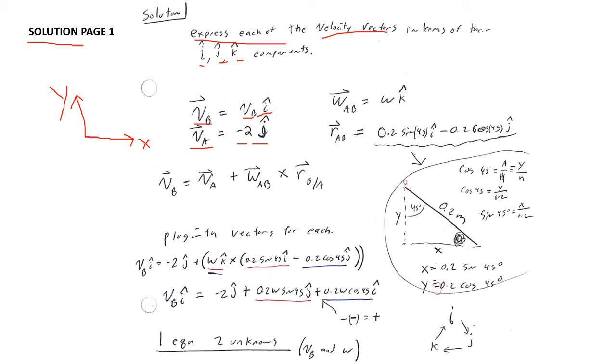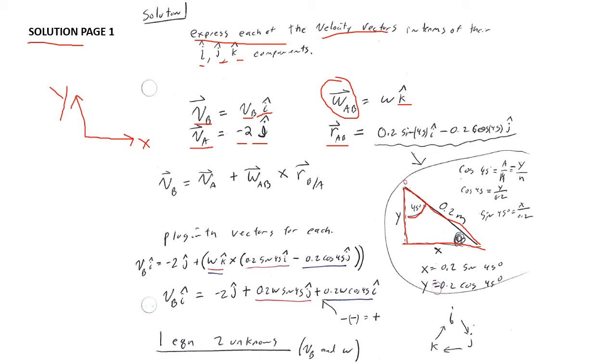Next we can take a look at our omega AB. We can use our right hand rule to determine it's moving in our positive k hat direction. So omega AB is omega in our k hat direction. Next we need to do a little bit of trig to get our position vector AB. So we draw our trig triangle over here. We have our hypotenuse coming down here that we know is 0.2 meters. Then we have our x component and our y component as we go from A to B. And we can see this is our 45 degrees right there.